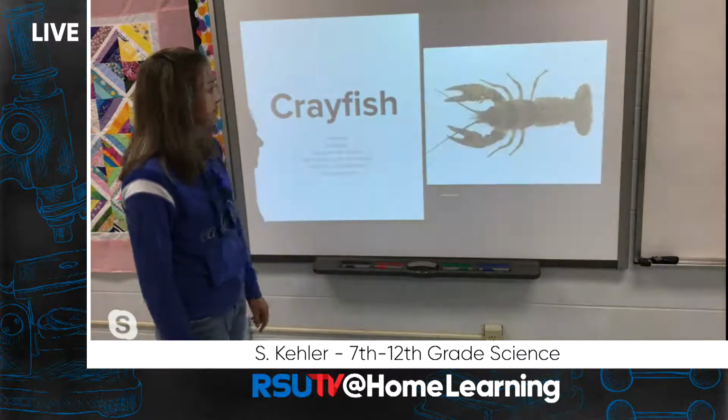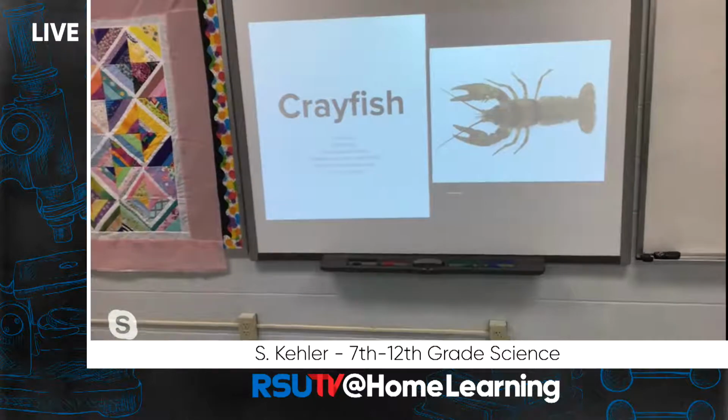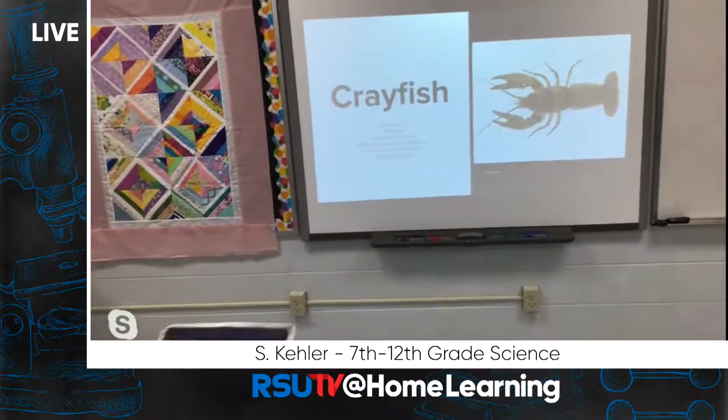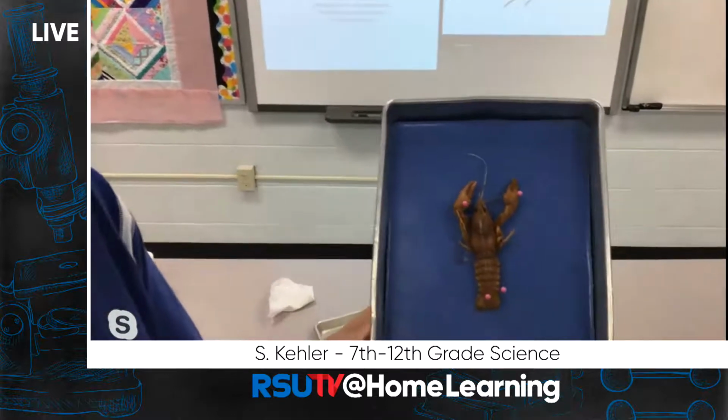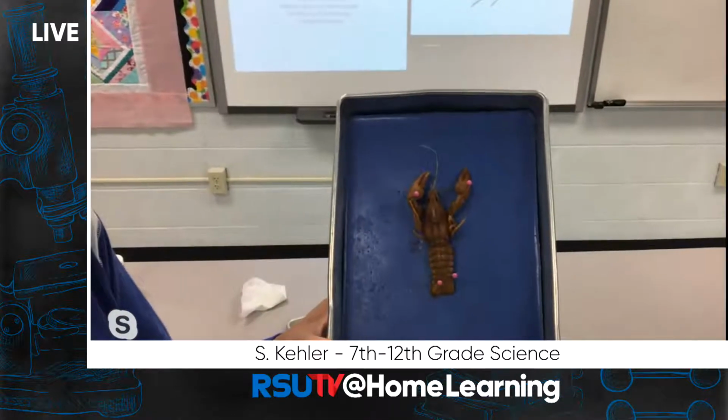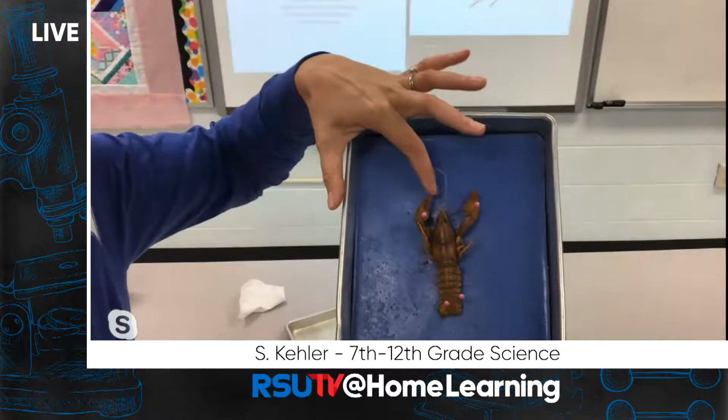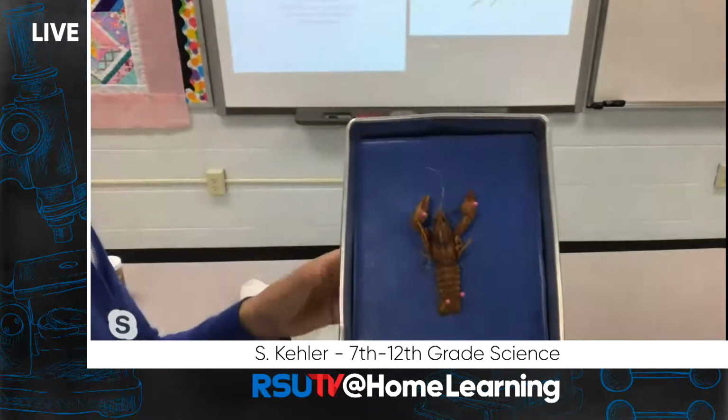All right, so characteristics of my crawdad or my crayfish. Okay, when we look at the crayfish, hopefully this is a little easier now to see with the blue background. The first thing I usually notice about the crayfish is the big giant pincers on the front. These guys here on the front are called chelipeds, okay?